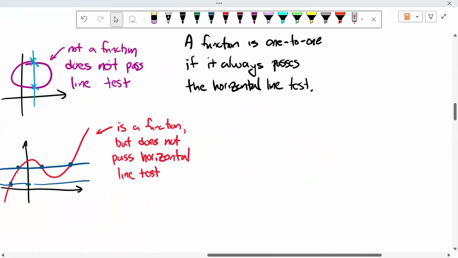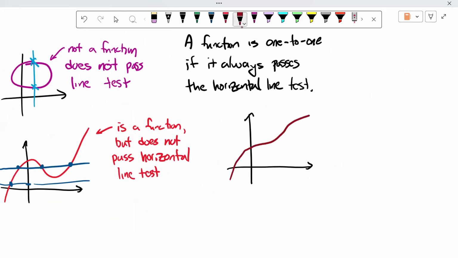And so, for instance, let me draw a function that is one-to-one. Maybe something like that. I defy you. Find a line, any line you want, where it crosses more than once. I purposely rigged it so that it'll only hit at one point at each place. So this is a one-to-one function.